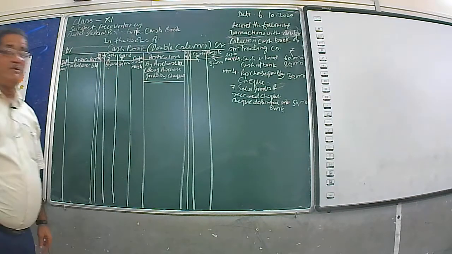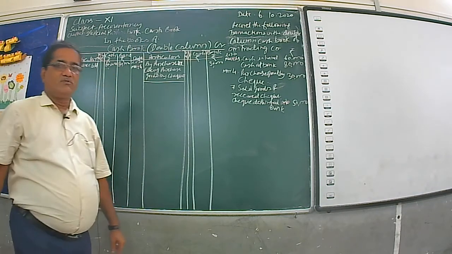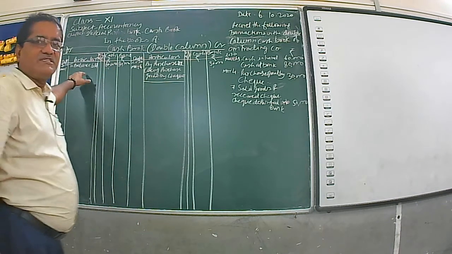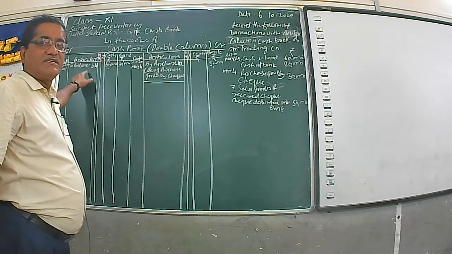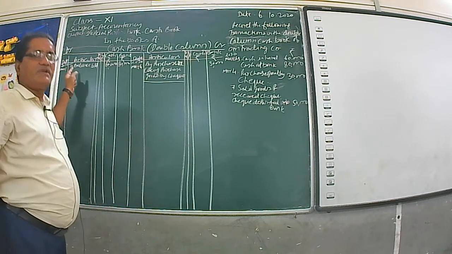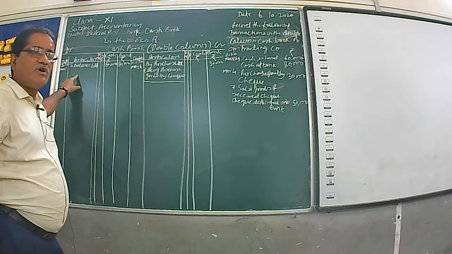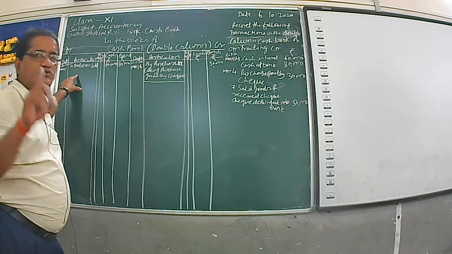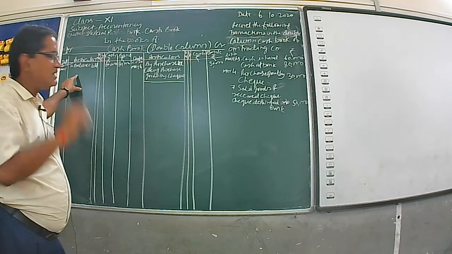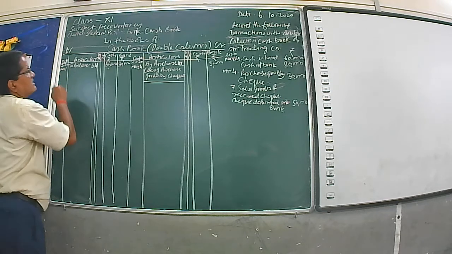So the journal entry will be bank account debit to sales. Here bank is debited in the journal, and money is received by the business and deposited into the bank. That's why it should be noted in the debit side of the cash book, because bank account is debited in the journal.